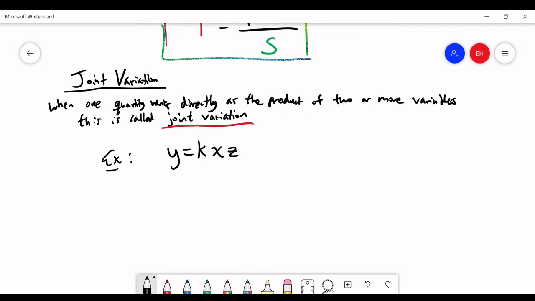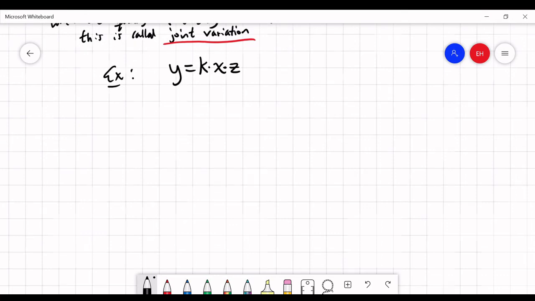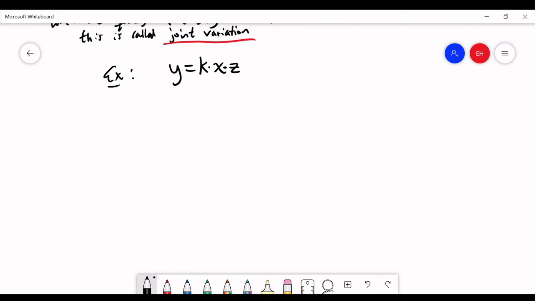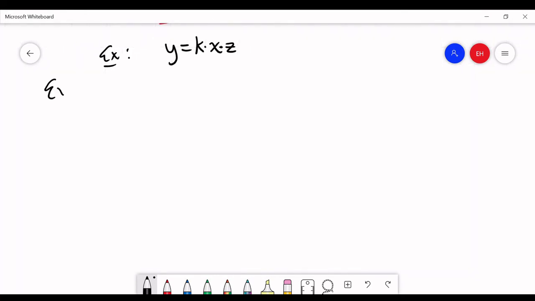So let's look at an example to try and make this more clear. So I have y equals k times x times z. This is a joint variation because we can assume k is the constant, but y still varies directly as x and z. And so since x and z is a multiplication or a product, it's called the joint variation.